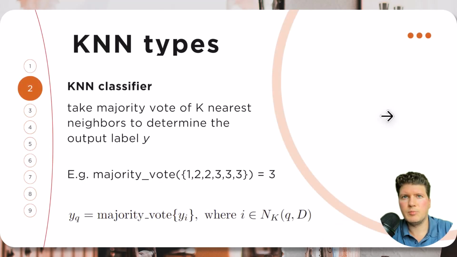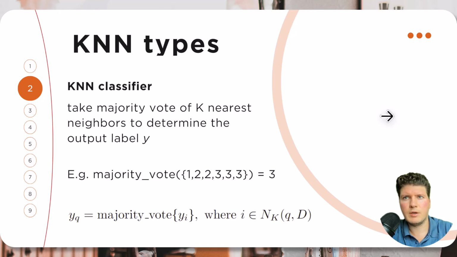K-nearest neighbors is a supervised ML algorithm used for classification and regression tasks. Let's look at the KNN classifier first. For KNN classification, the labels are discrete. Given that we found our nearest neighborhood of points, to determine the output label y, we take the majority vote of the k-nearest neighbor labels.